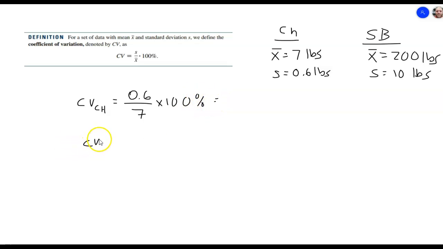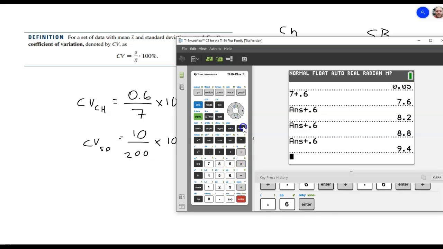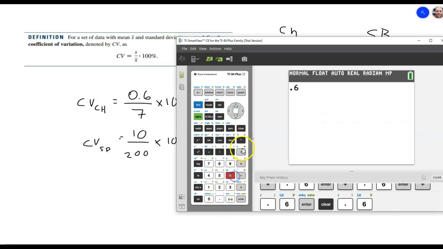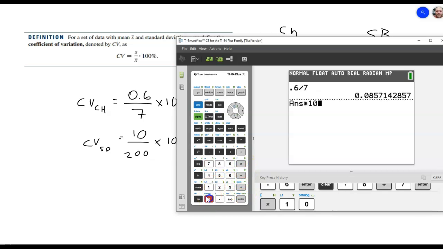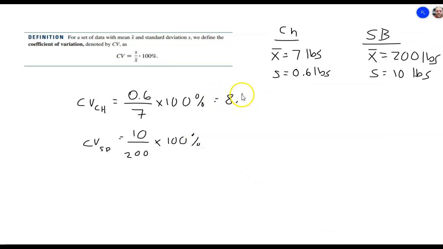And the coefficient of variation for our St. Bernard is equal to 10, our standard deviation, over our mean, times 100%. So when we look at both of these groups and take into account the means and the standard deviations, let's see what we get. The first one here is 0.6 divided by 7 times 100. And we get about 8.6%. So that would be that coefficient of variation.